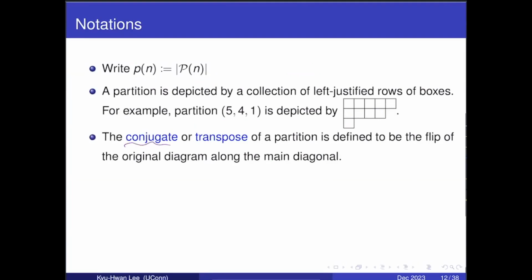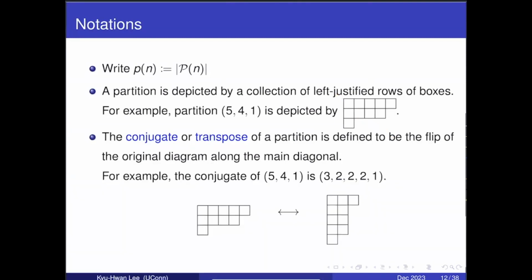The conjugate or transpose of a partition is defined to be the flip of the original diagram along the main diagonal. The main diagonal is here. Then you flip, and that's the transpose of the partition. So for example, 5, 4, 1, and if you flip, then you obtain this diagram. This is the partition 3, 2, 2, 2, 1, and this is the transpose of the original partition.